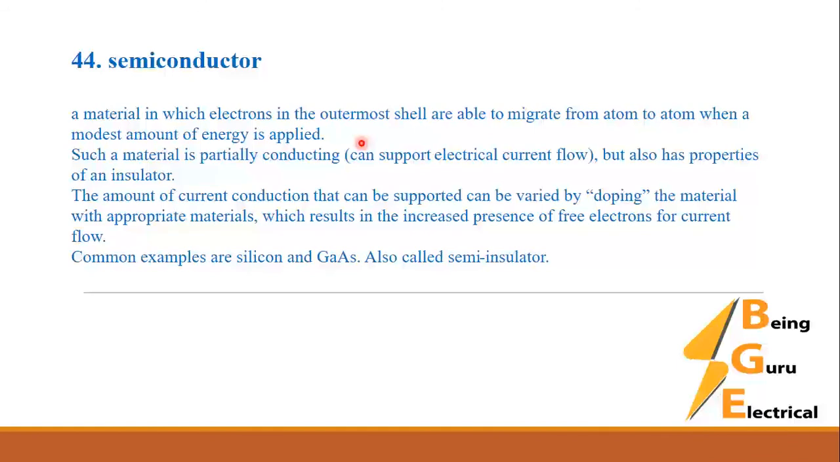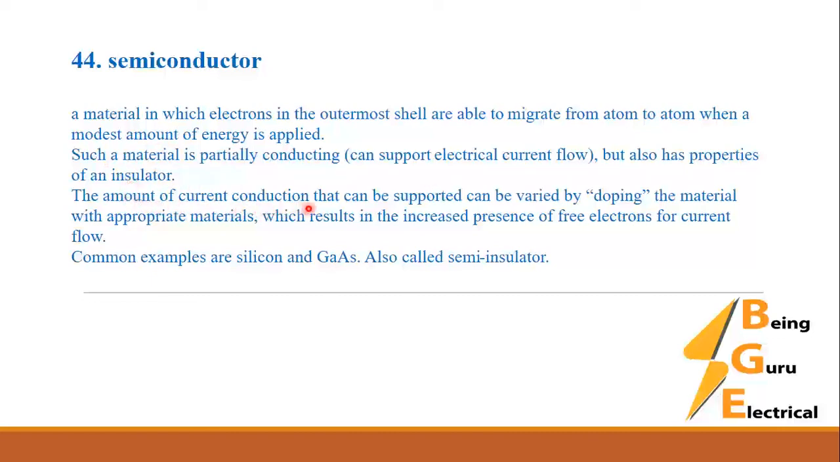Next we have semiconductor. So a material in which electrons in the outermost shell are able to migrate from atom to atom when a modest amount of energy is applied. Like if you apply energy, the semiconductor can conduct. So semiconductors are partially conducting and partially insulating. Such material can support electrical current flow, but also has properties of an insulator.